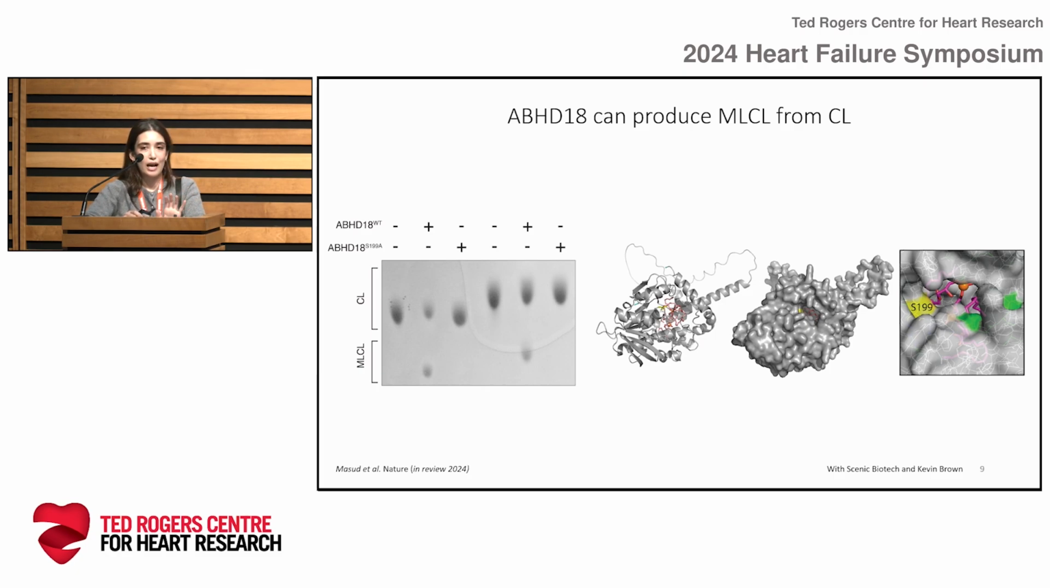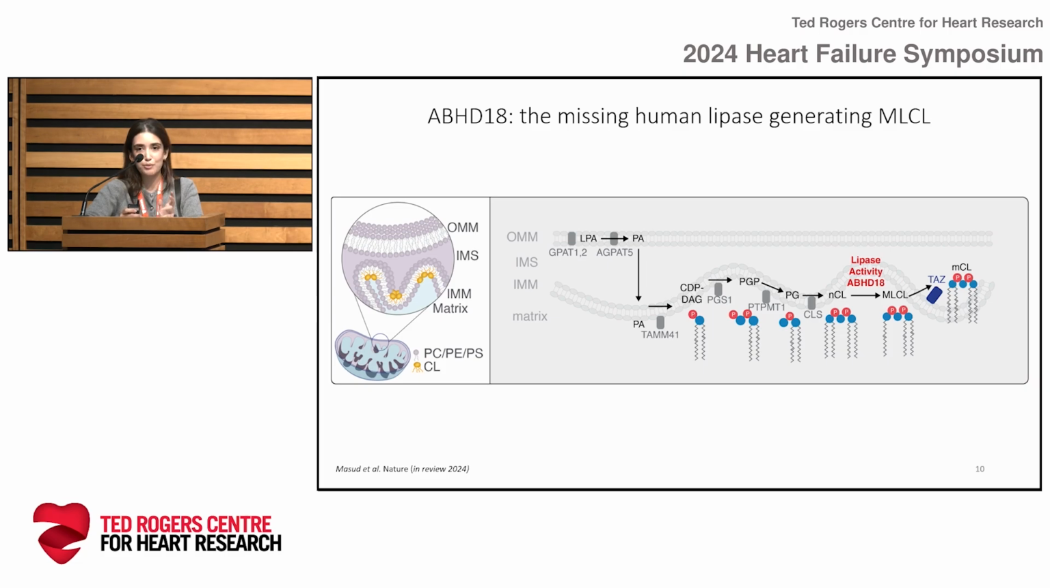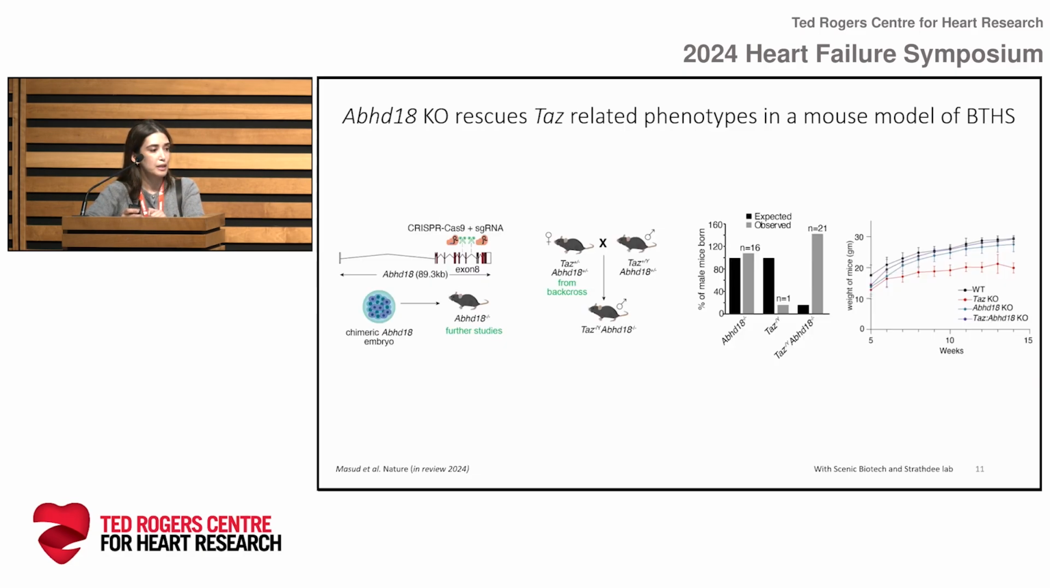So then we can see an AlphaFold rendition of what the protein looks like. We did a GROMACS molecular docking model of taking a monolysocardiolipin molecule, and indeed it went into this pocket of ABHD18 with the S199 catalytic site. So we think we found the missing lipase in human cells, generating cardiolipin from monolysocardiolipin, that's previously been elusive. So next, we wanted to test this in mice.